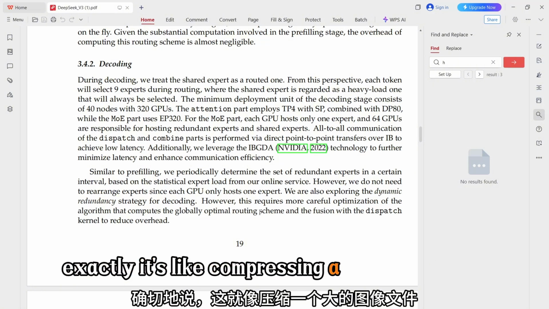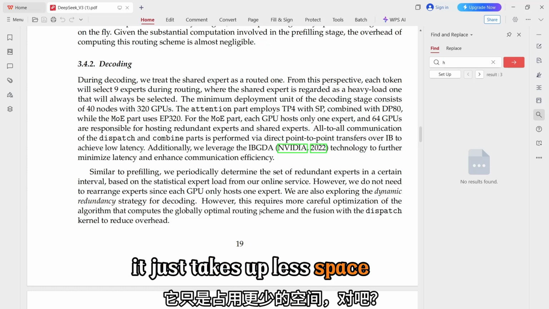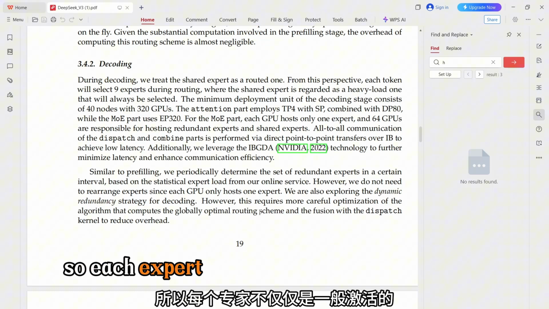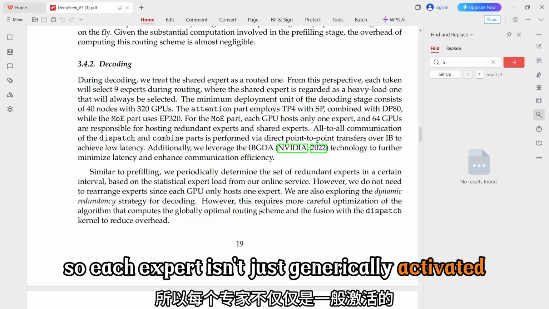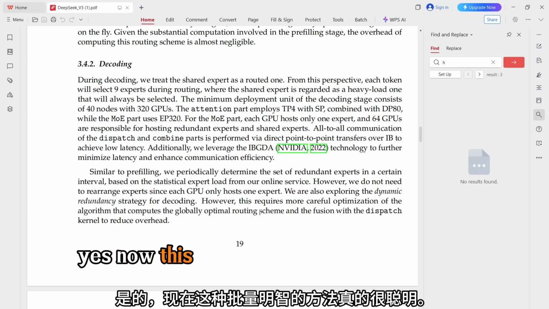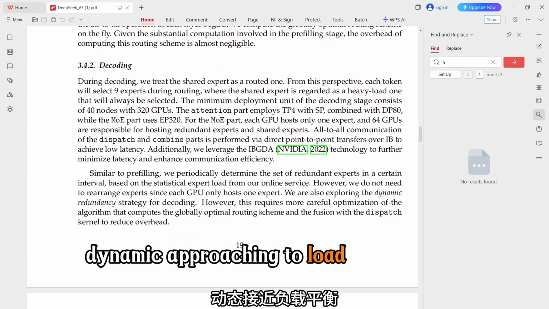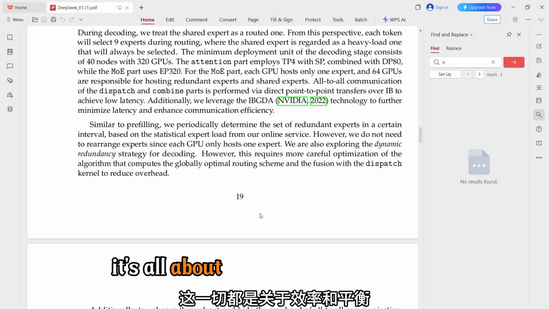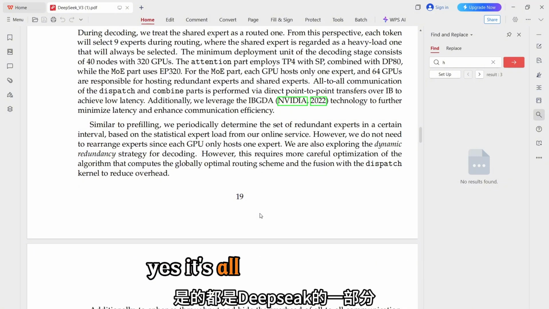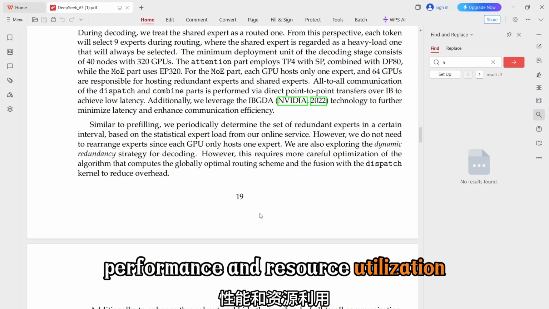Exactly. It's like compressing a large image file, but you still get the essence of the image. It just takes up less space. Right. So each expert isn't just generically activated, but in specific domains. So it's finely tuned and ready for action. Yes. Now, this batch-wise approach is really clever. I agree. This dynamic approach to load balancing is fascinating. It's all about efficiency and balance. Yes, it's all part of DeepSeek V3's commitment to both performance and resource utilization.